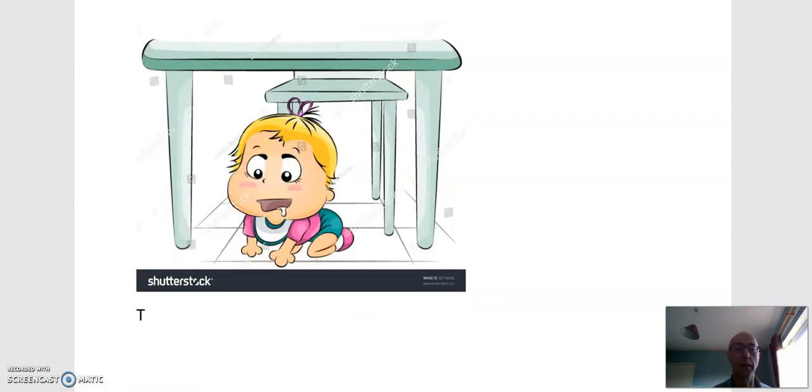Let's do some practice. Where's the baby? So pause the video and see if you can make a sentence. Make a sentence. Use a preposition. Baby is under the table. That's it, exactly.